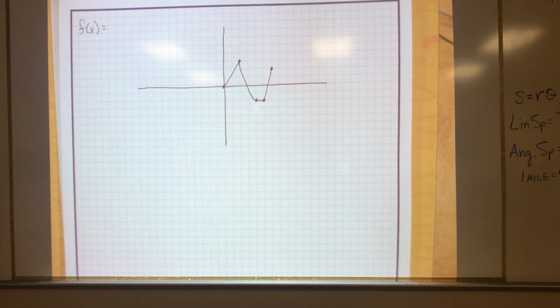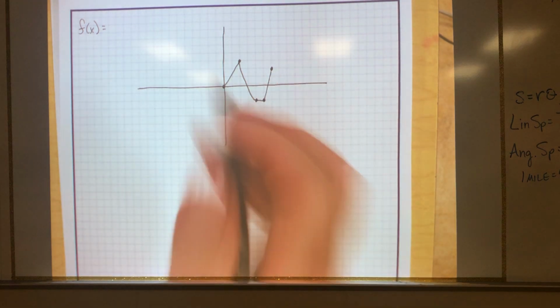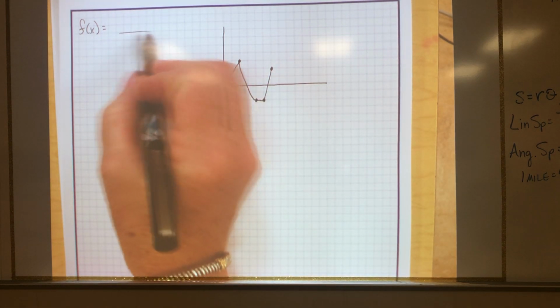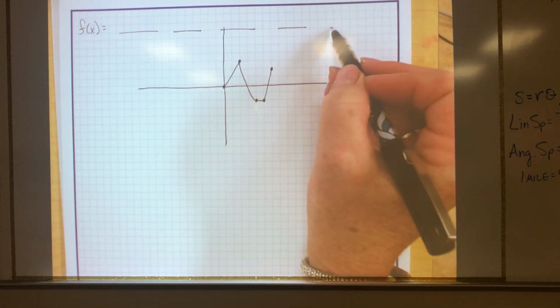All right, so the first rule is you have to count the number of points that are marked. How many are marked? 5. 1, 2, 3, 4, 5. So we're going to make 5 blanks. 1, 2, 3, 4, 5.